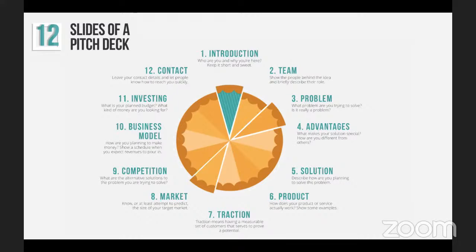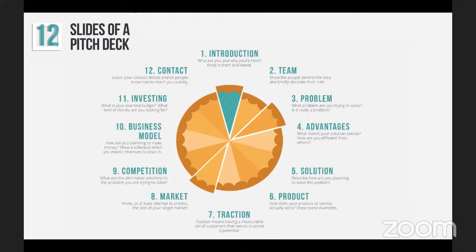After you have introduced yourself and the team, the next step is to introduce the problem. All of these are individual slides. So this slide is dedicated specifically to the problem that you are trying to solve. The problem slide should be clear, direct, and undisputable statements.